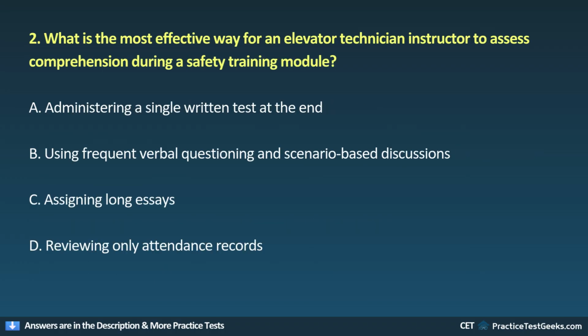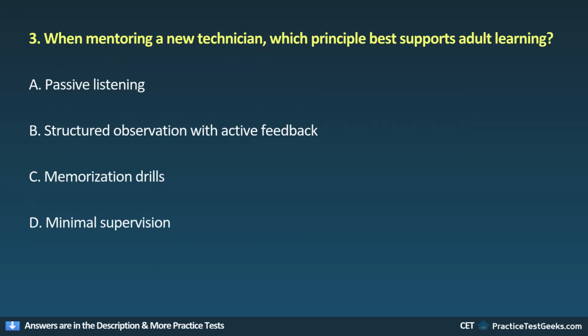2. What is the most effective way for an elevator technician instructor to assess comprehension during a safety training module? A. Administering a single written test at the end. B. Using frequent verbal questioning and scenario-based discussions. C. Assigning long essays. D. Reviewing only attendance records.